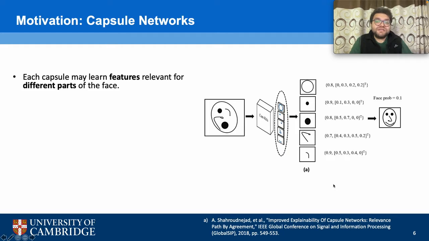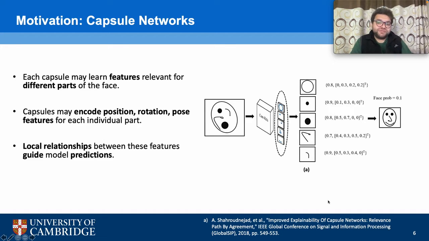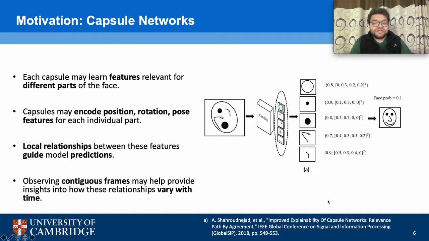When applied to faces, this means that each capsule may learn different facial features relevant to different parts of the face, encoding their position as well as pose among other features, as well as capturing local relationships between these particular features. Contiguous frames can be examined similarly to evaluate how these local relationships vary across time, providing a spatio-temporal understanding of these features.